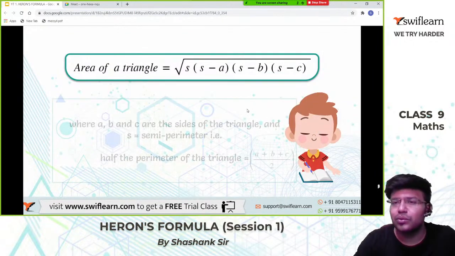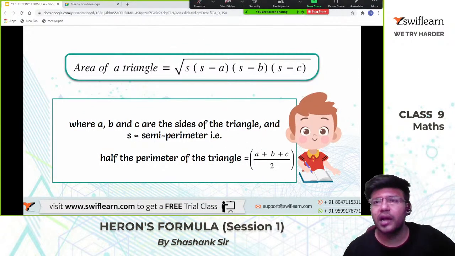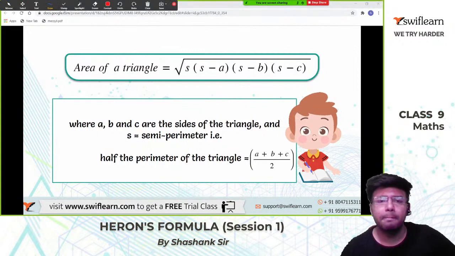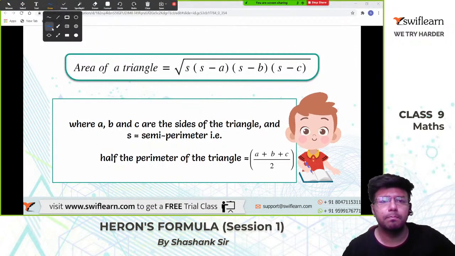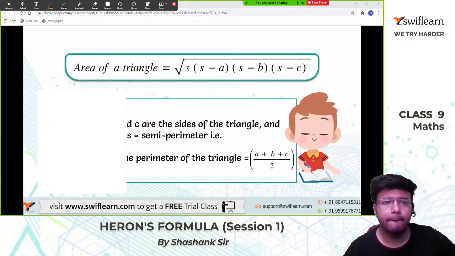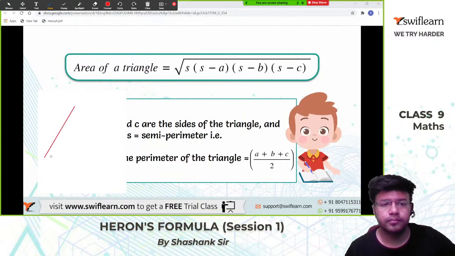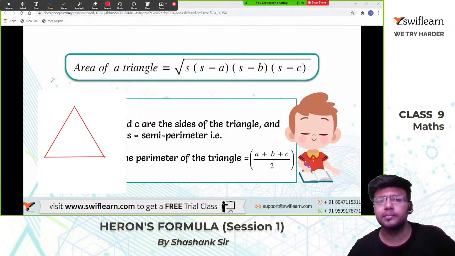So this is what it is. Semi perimeter is equal to a plus b plus c by 2. Let me draw a triangle so that you can understand it well. Now this is a triangle. Let me take the sides as 10, 10, and 5.